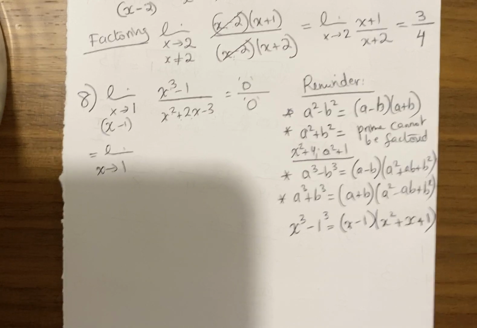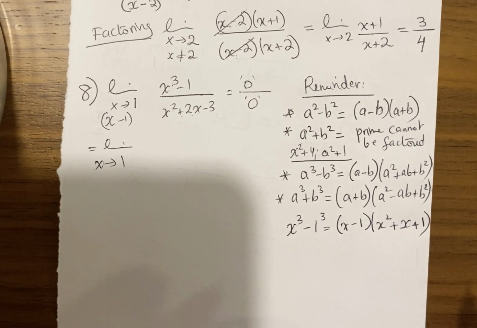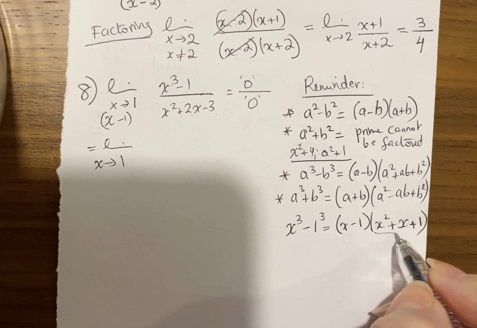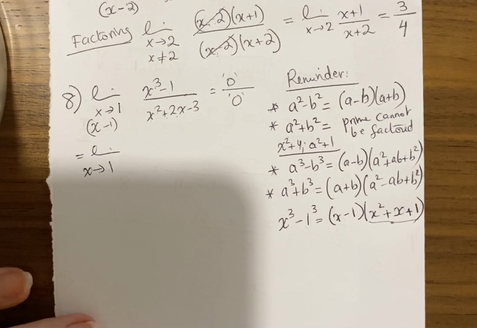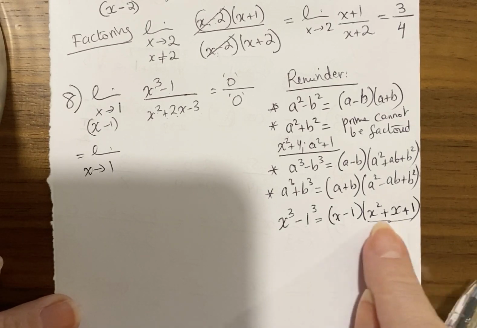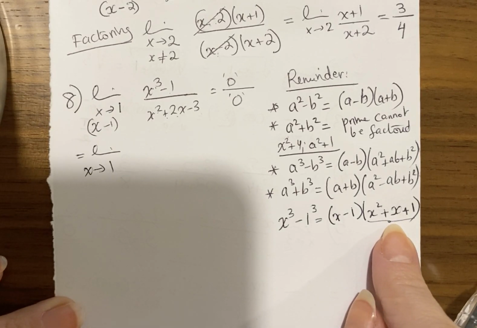All right, over here, this cannot be factored more. So when you do this, it cannot be factored more. If it can be factored more, this means that you have done something wrong. It's always the last one here that is a prime factor.